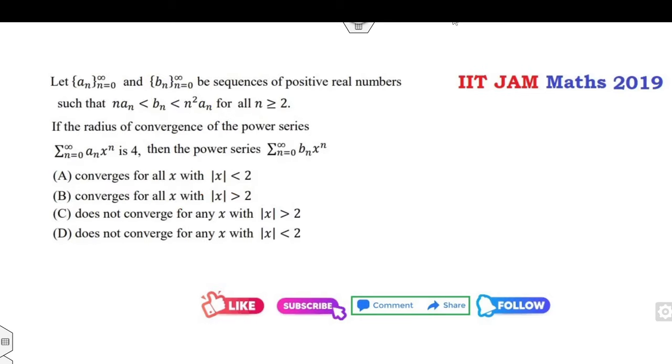Look at the second question. It is given that an and bn are two positive sequences such that n into an is less than bn is less than n square of an.